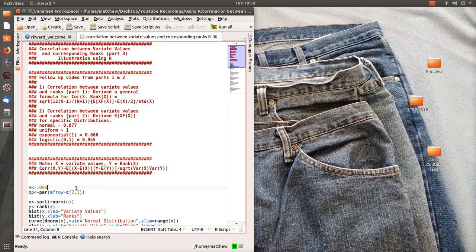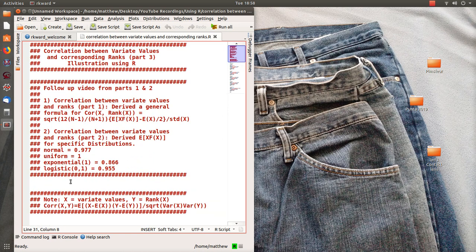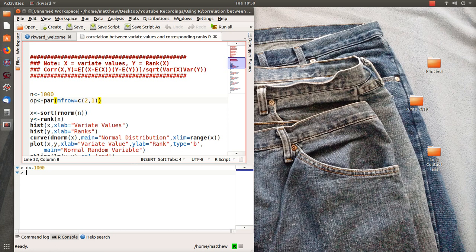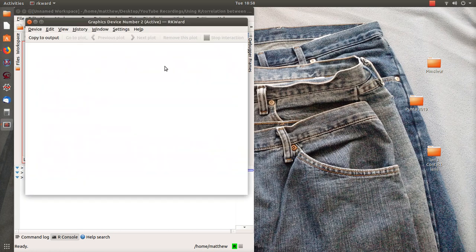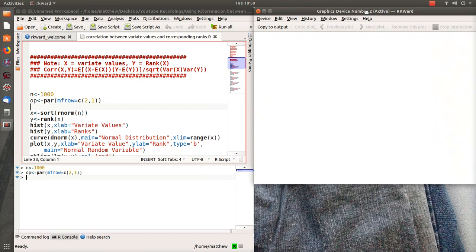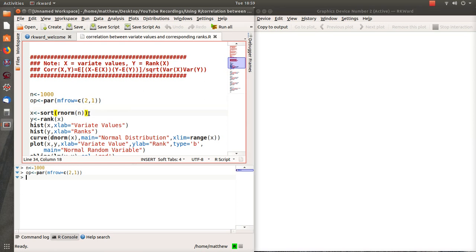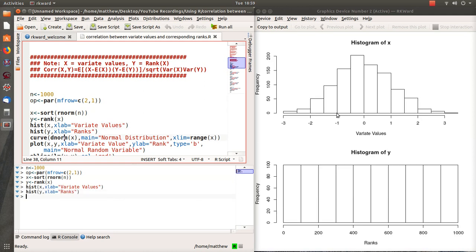Here we're going to take samples of size 1000, which is here. We're going to create a 2-row by 1-column plot area. Here we're going to sample from a normal distribution. And if we look at the histogram of what we have, X is what we're sampling from a normal distribution, and Y is the corresponding ranks.